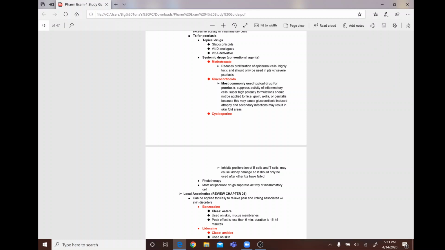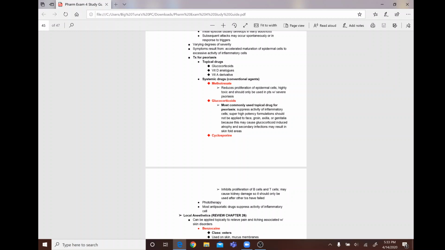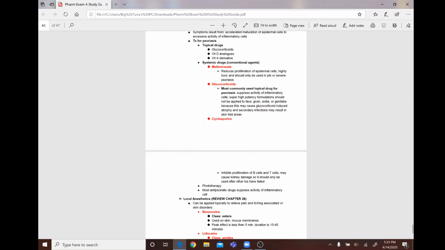All right. Why do we use methotrexate for psoriasis? Reduces proliferation of epidermal cells, but is highly toxic and should only be used in patients with severe psoriasis. Why do we use glucocorticoids for psoriasis? Most commonly used topical drug for psoriasis, suppress activity of inflammatory cells. High-potency formulations should not be applied to face, groin, axilla, or genitalia, because this may cause glucocorticoid-induced atrophy and secondary infections that may result in skin fold areas.